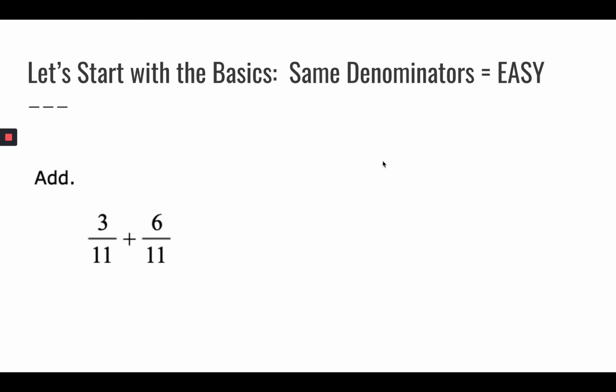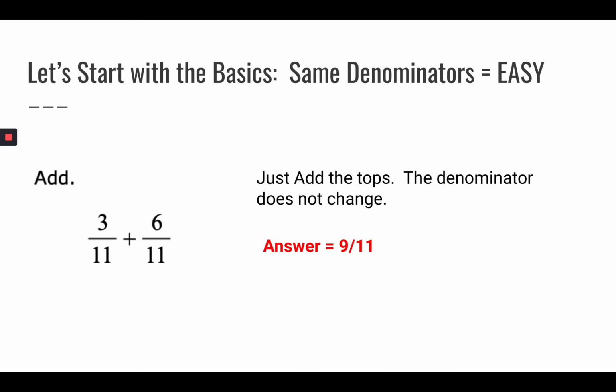First off, when you add or subtract fractions, the bottom denominators always have to be the same. If they start off the same, it's pretty easy. Again, you never add or subtract the bottom. You just do the operation, add or subtract, depending on what the question says, to the top. So in this case, it would be 6 plus 3 is 9, and your answer would be 9 over 11. When the denominators are the same, it's pretty easy.